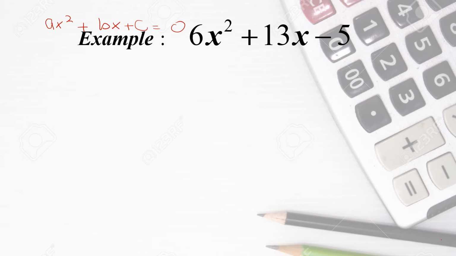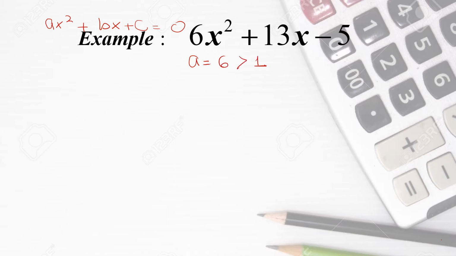So just to remind you that the standard form of a quadratic equation is ax square plus bx plus c equals 0. Now the coefficient of x square can be expressed as a. So have a look at the equation: 6x square plus 13x minus 5. Here a is 6, that is greater than 1.